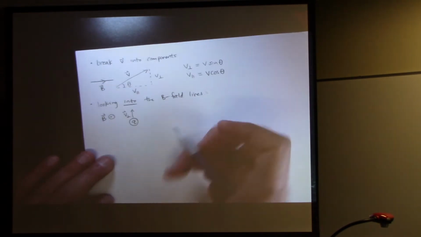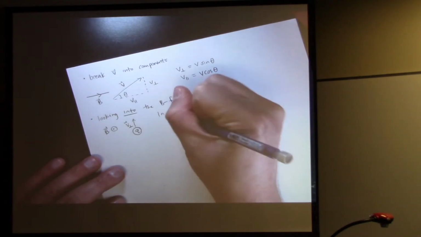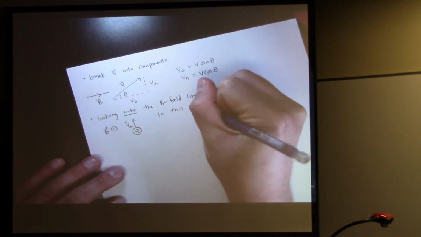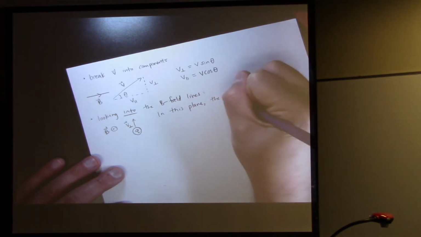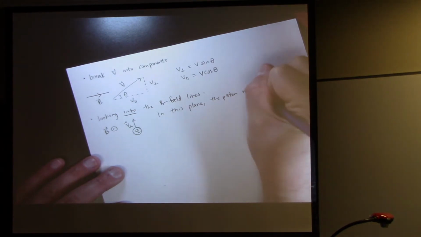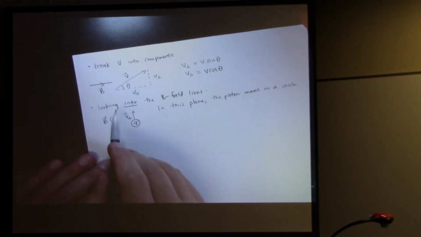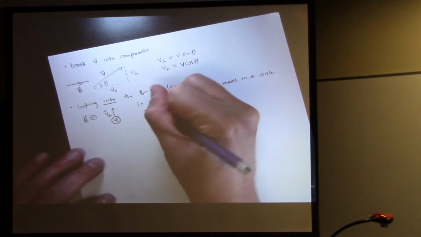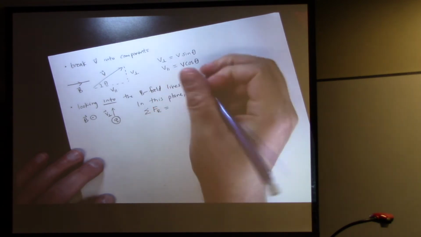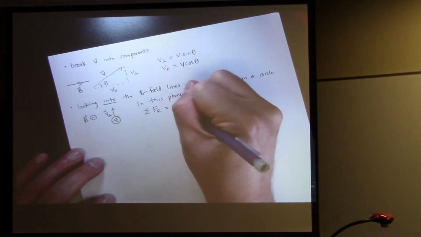And what does that look like? Well, I know that at least in this plane that I've drawn, the proton moves in a circle. Why is that? Because again, I have a velocity perpendicular to a B field. And let's run through the math of that. The net force in the radial direction, what does that equal? It equals the mass times the acceleration in the radial direction.